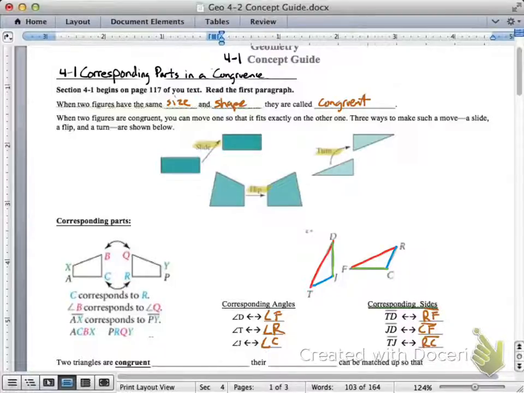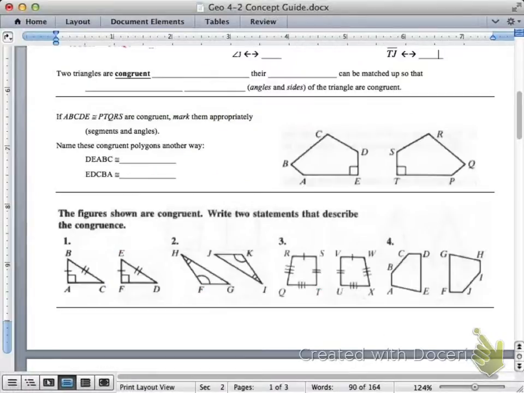Now, we start talking about congruent triangles, and this applies to polygons. Let's go ahead and talk about that. Two polygons or triangles are congruent if and only if their vertices can be matched up so that corresponding parts of the triangle are congruent. So the corresponding parts have to be congruent for there to be congruent polygons.